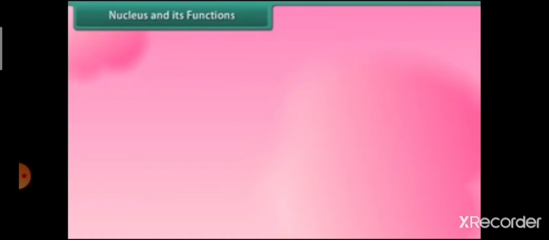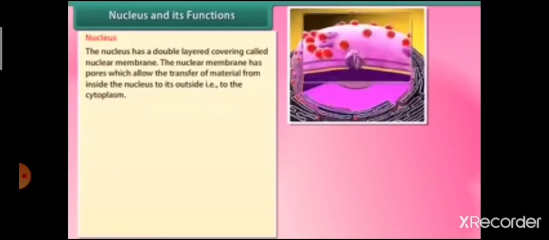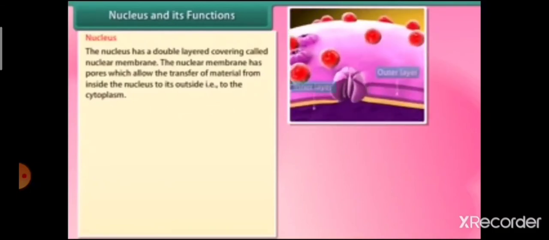Nucleus and its function. The nucleus has a double layer covering called nuclear membrane. So it has two layers and it is known as nuclear membrane. The nuclear membrane has pores which allow the transfer of material from inside the nucleus to the outside, that is to the cytoplasm. So it has pores on its body. It allows the transfer of material from inside and outside the cell.